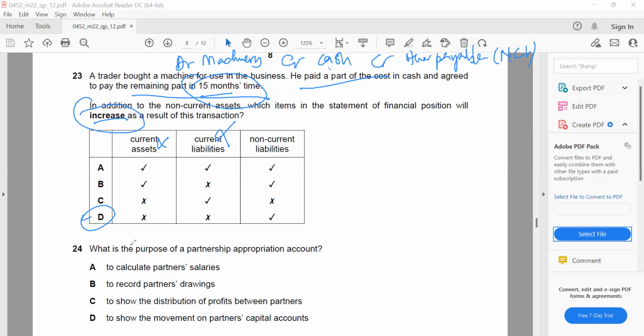Number 24. What is the purpose of the partnership appropriation account? To calculate partner salary? In the appropriation account, you can calculate the partner salary from your partnership agreement. To record partner drawings? This goes under the current account, where you do the recording. The purpose of the appropriation account is to show the distribution of the profit between the partners, showing the calculation of how to get the share of the profit.